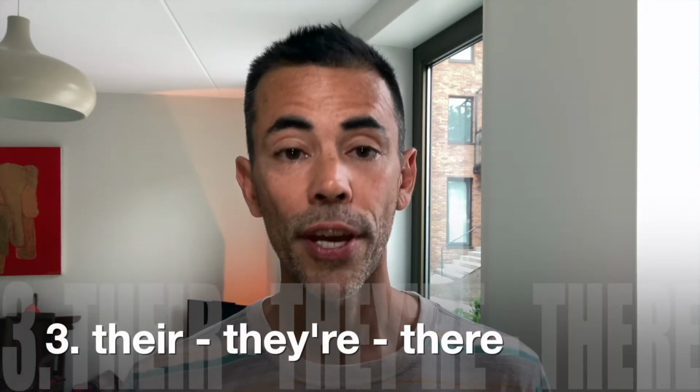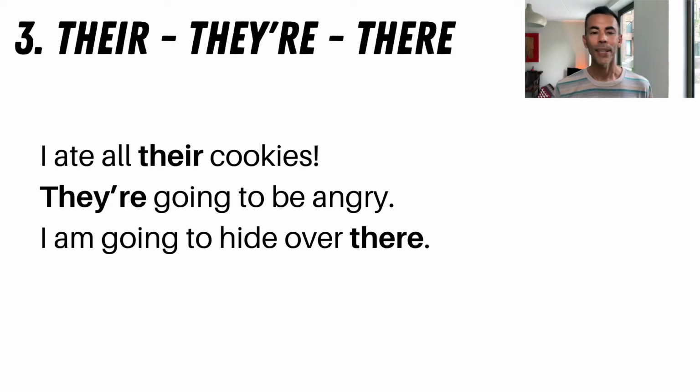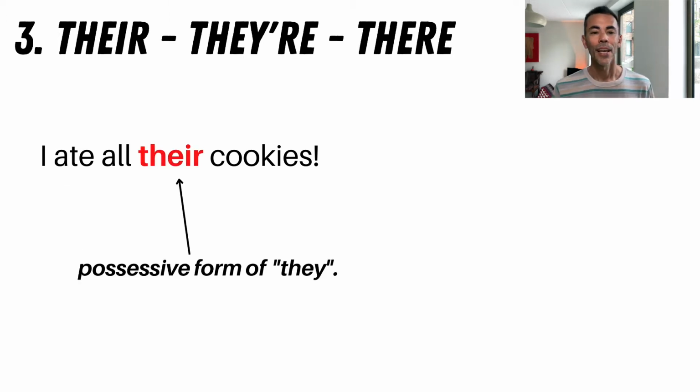Common error number 3. Their, they're, and there. Here's an example. I ate all their cookies. They're gonna be angry. I'm gonna hide over there. Their, T-H-E-I-R, is the possessive form of they. I ate all their cookies. The cookies belong to them.